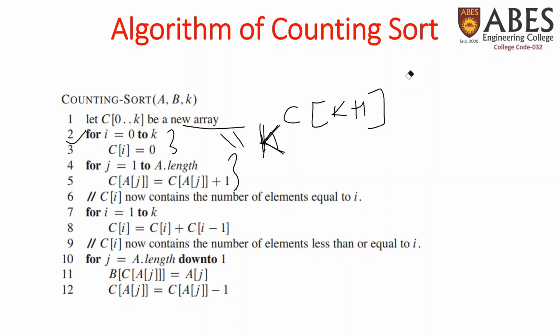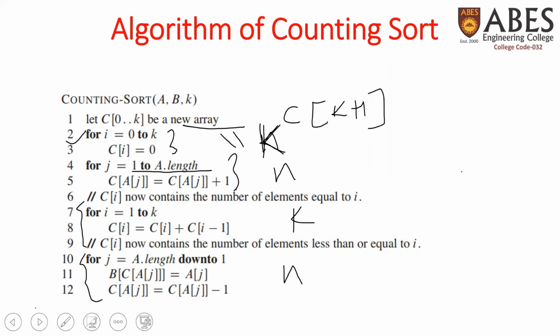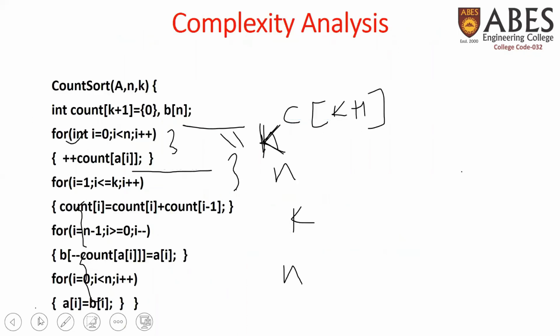We are putting the values here, and this will also execute from 1 to A dot length, that is, you can say, n times. Then again this loop in the algorithm is also working for K times, and again this loop works for the n elements. If you are talking about how to solve this problem by coding the algorithm, you can also do this.